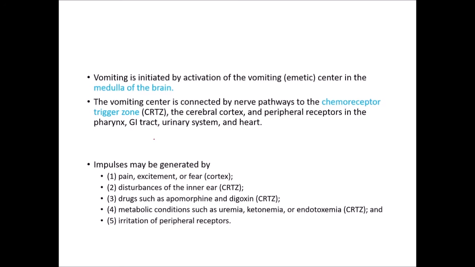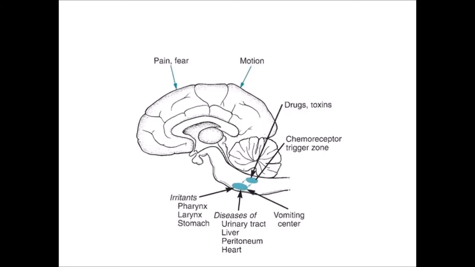Here's an example of the brain showing pain, fear, and motion. So motion sickness is felt here. Drugs and toxins can affect this chemoreceptor trigger zone, and then irritants feed back from the pharynx, larynx, and stomach to the chemoreceptor trigger zone. Diseases, changes in electrolytes, etc., feed back to the vomiting center and the chemoreceptor trigger zone.